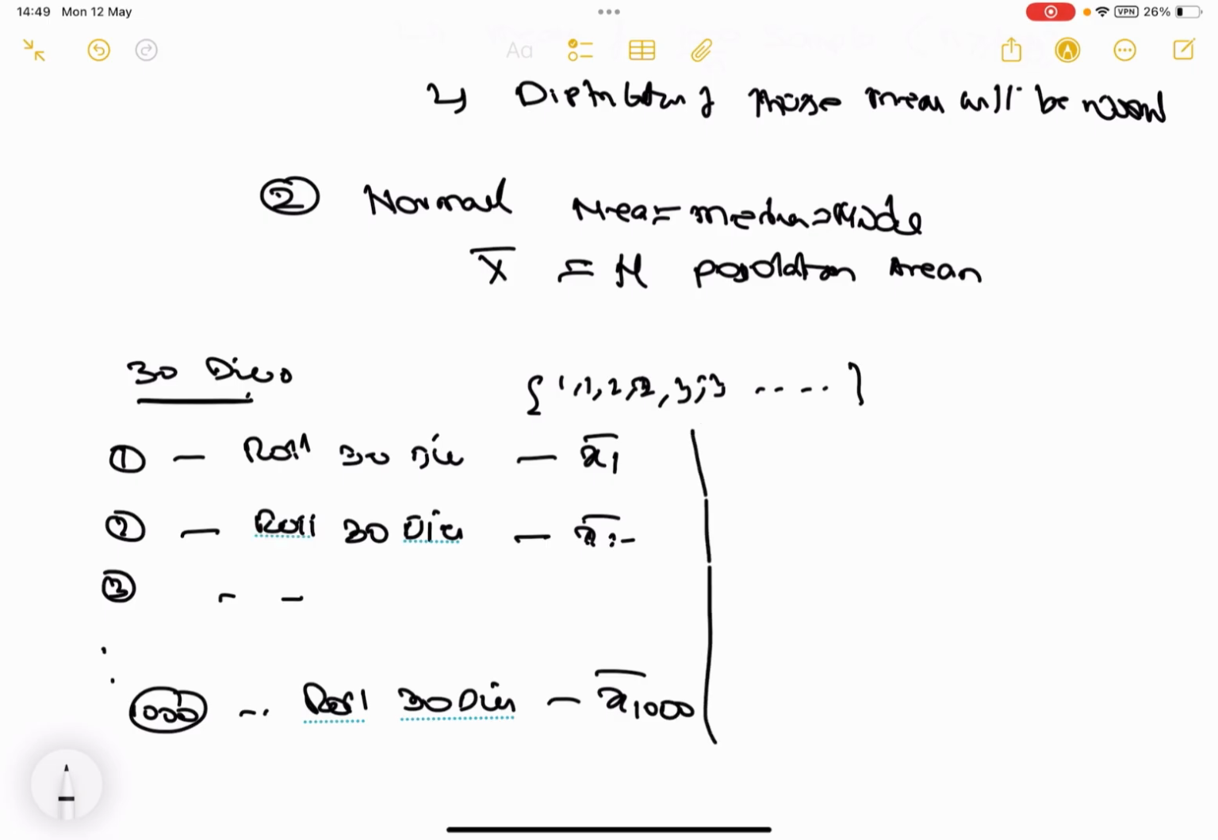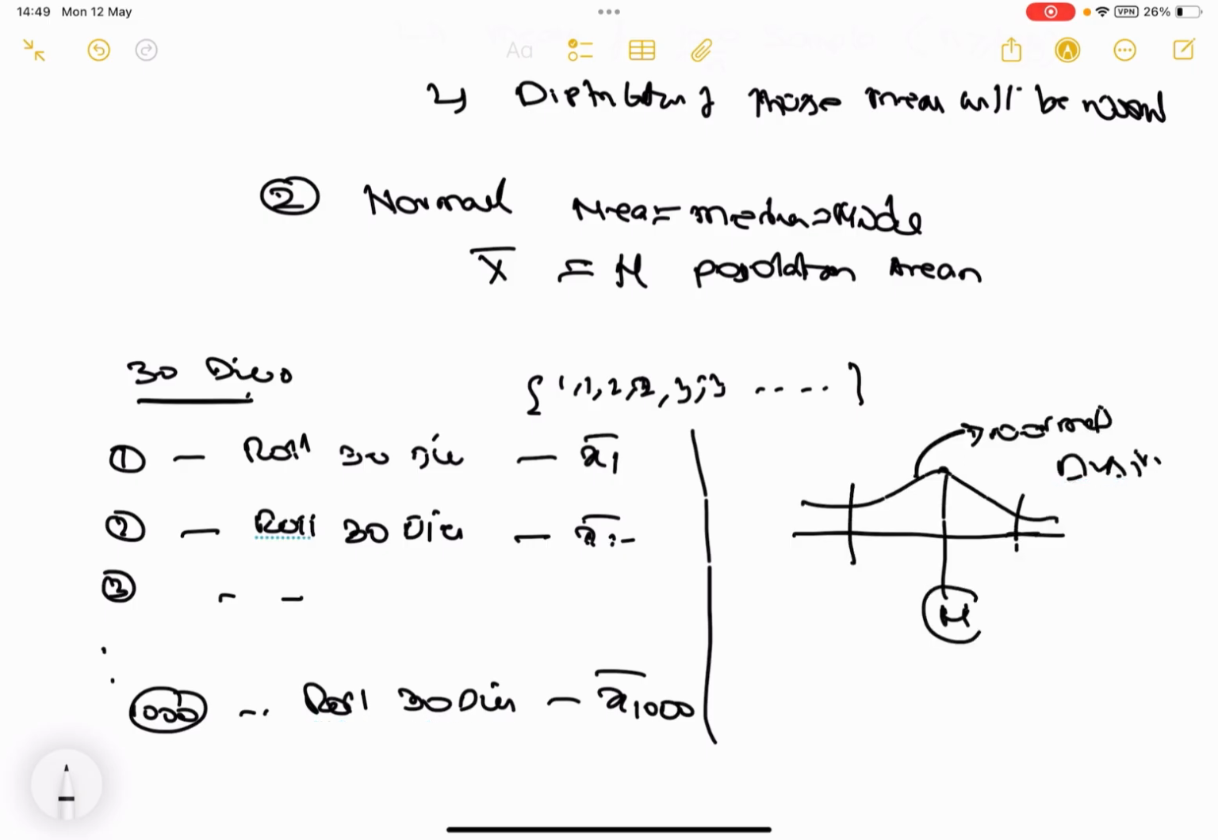Now plot all these means, and this will become a normal distribution. Another thing is that this mu, the average of these means, will be equivalent to, or will approach, the population mean. Almost approach the population mean. That is the meaning of it.